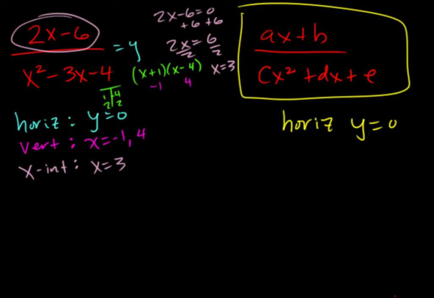Now for y-intercept, we plug in a bunch of zeros. So 0 here gives us negative 6 on top, 0, 0, negative 4 on bottom. So that's going to be 3 halves.